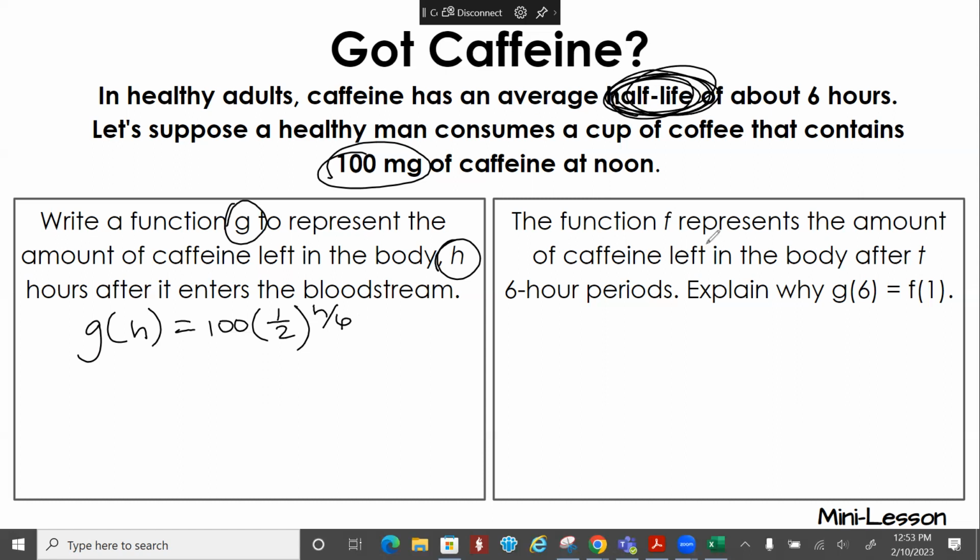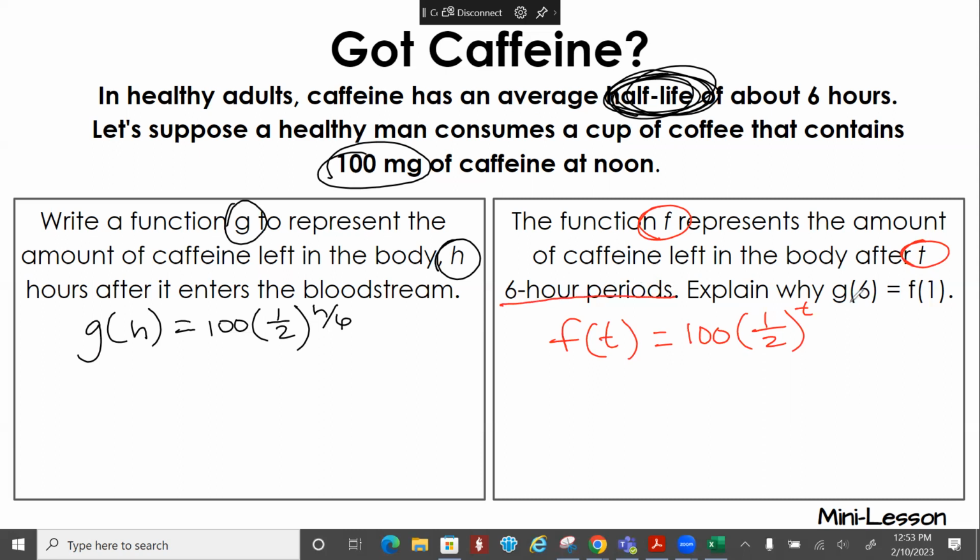Now over here, we're dealing with a similar scenario. The function f represents the amount of caffeine. So we're going to name this f, and then we're going to evaluate it at t. Now we're going to write the equation for this. We've got 100 that we're starting with, multiplied by 1/2 raised to the t, because t represents one 6-hour period.